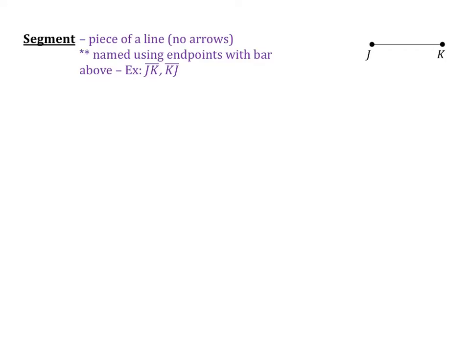Next we have a segment. A segment is a piece of the line. Note that there are no arrows on the ends. We have endpoints. And so when we write this, we write it as we would write a line with 2 points, JK or KJ. The difference is, since it's a segment, there are no arrows, and so then you just have a bar above your 2 letters.